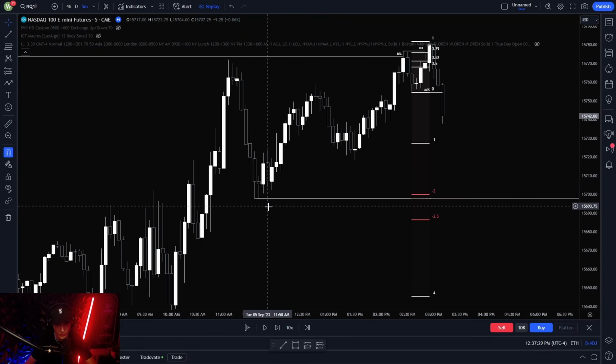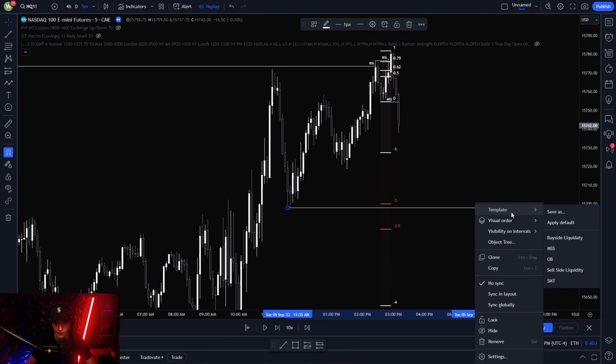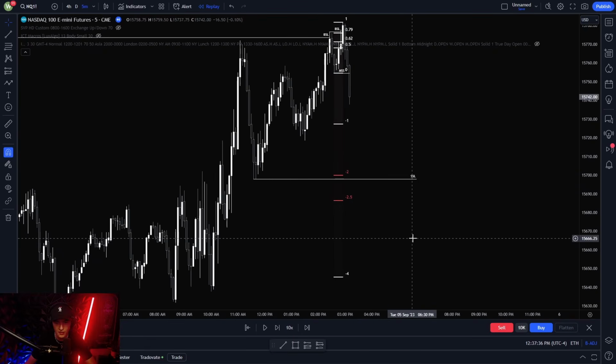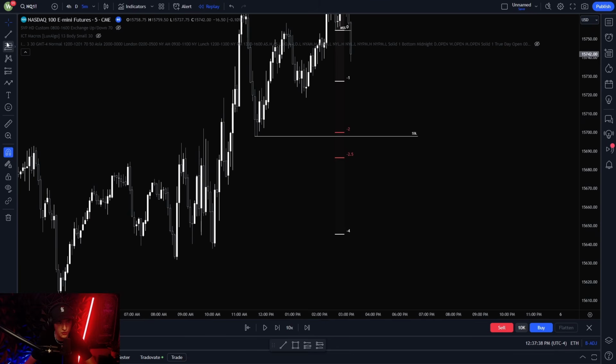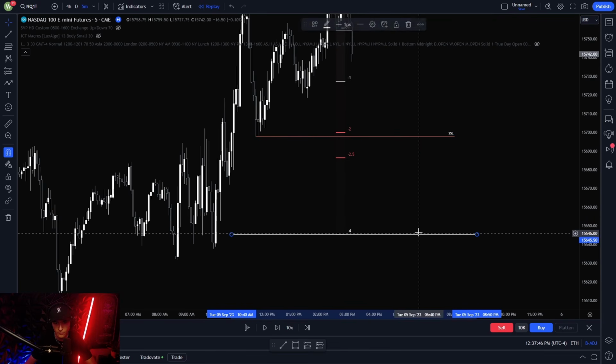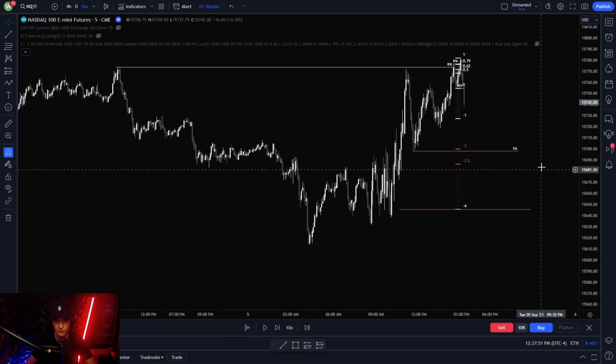Noticing as well, we do have equal lows here. When we sell off, I'm looking to see this area, and then I'm looking to see this 4 area get met as well. So these are the 2 areas that I want to see price come to. And let's see how this ended up playing out.